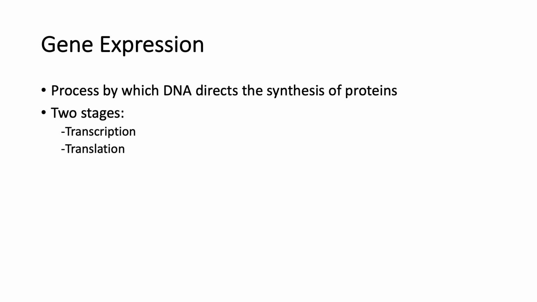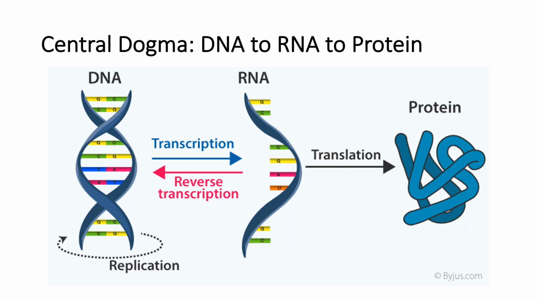This is a process by which DNA directs the synthesis of proteins, and the expression of genes that code for proteins includes two stages: transcription and translation. Genes provide the instructions for making specific proteins, but a gene does not build a protein directly. The bridge between DNA and protein synthesis is the nucleic acid RNA. This process was dubbed as the central dogma by Francis Crick in 1956.